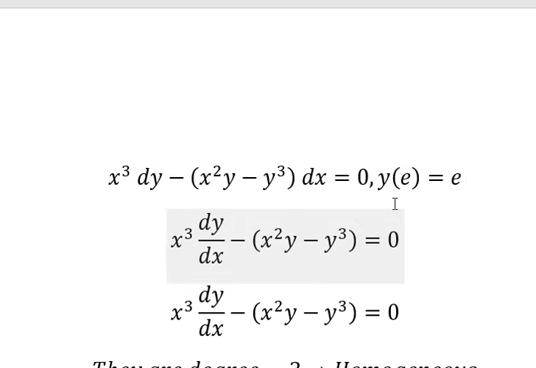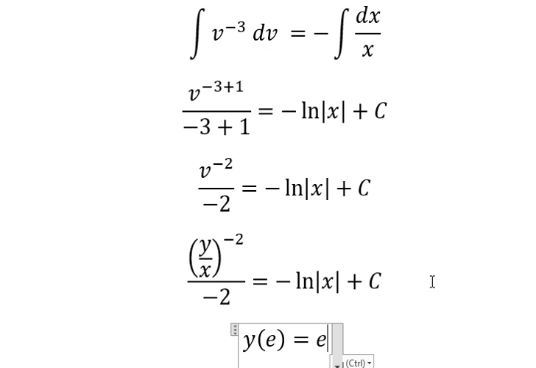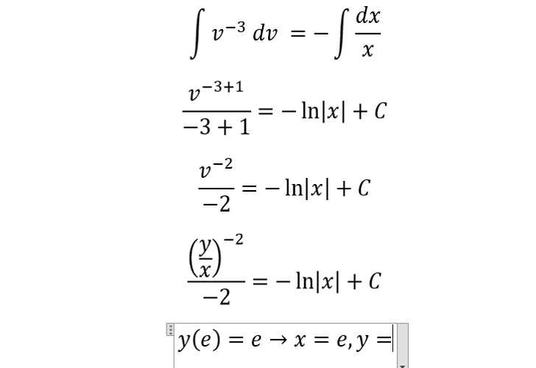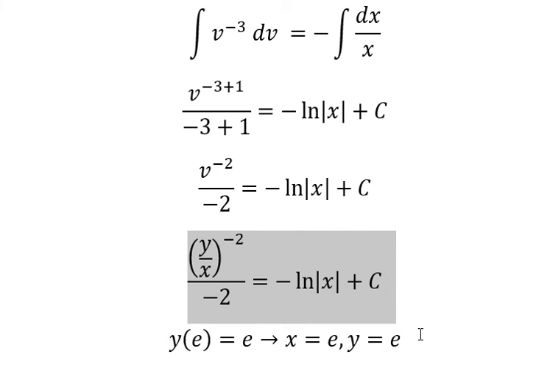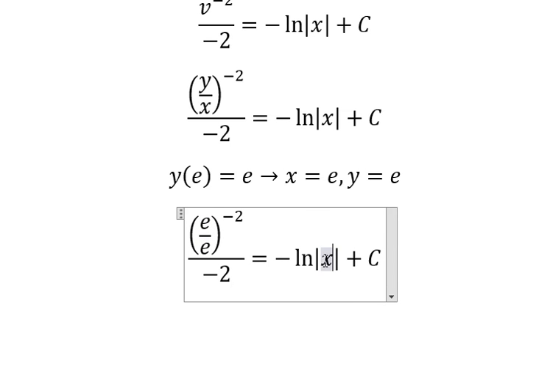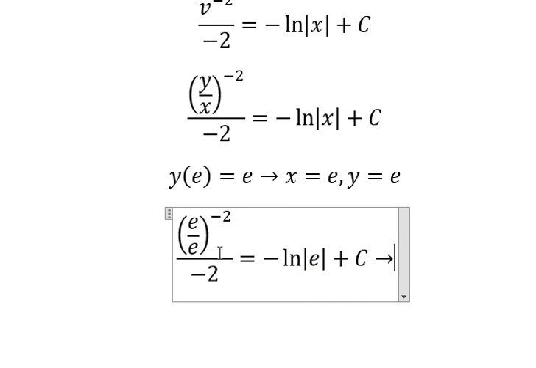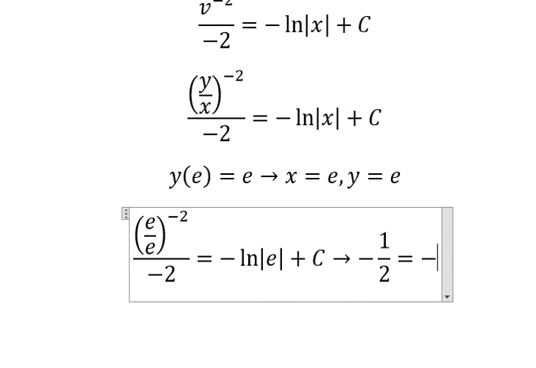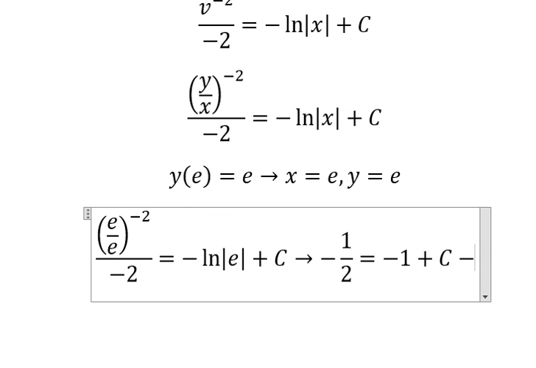Now we have the conditions in here. When s equals e, so y equals e. And now we put e and e in here to find the value of c. So this one we have negative 1 over 2 equals negative number 1 plus c.